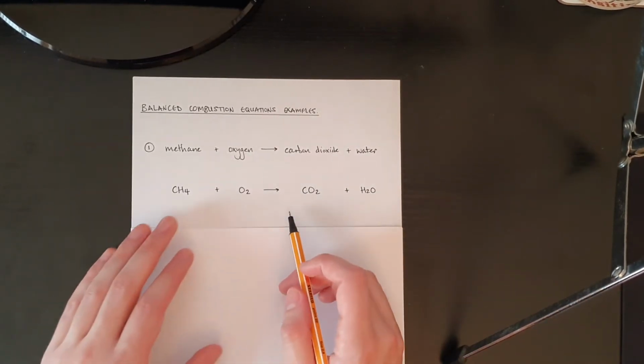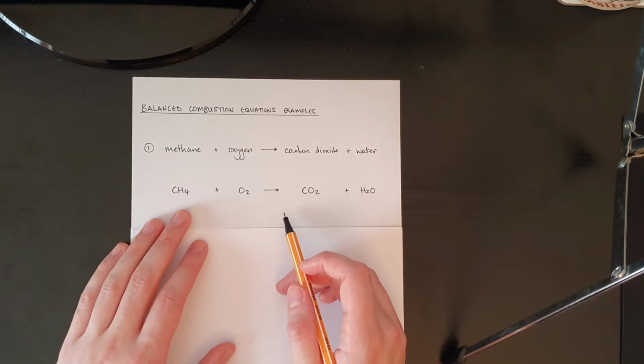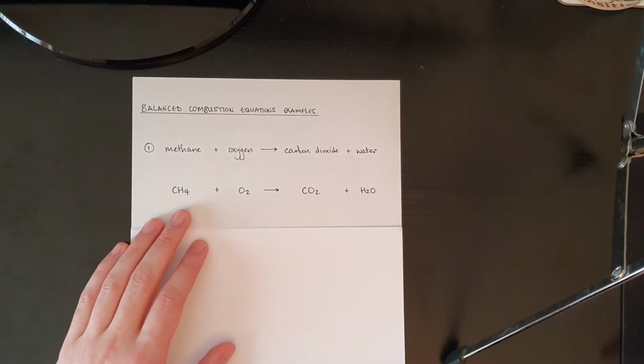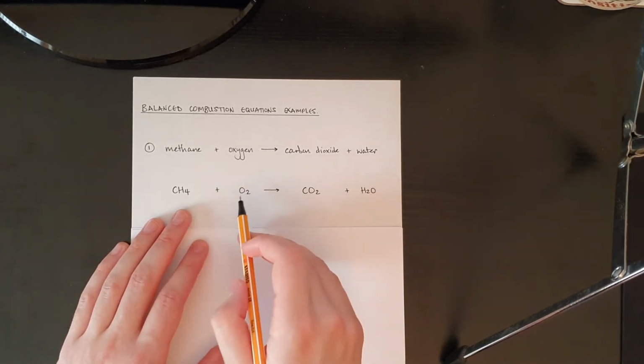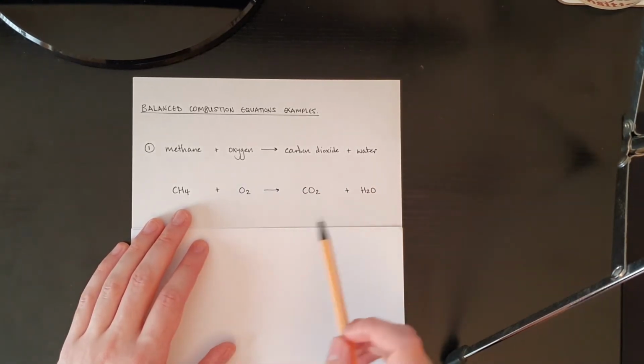If we want to balance this, what that means is we're talking about a conservation of mass. Basically, in any chemical reaction, every atom of every reactant, in this case methane and oxygen, will appear on both sides of the chemical reaction.